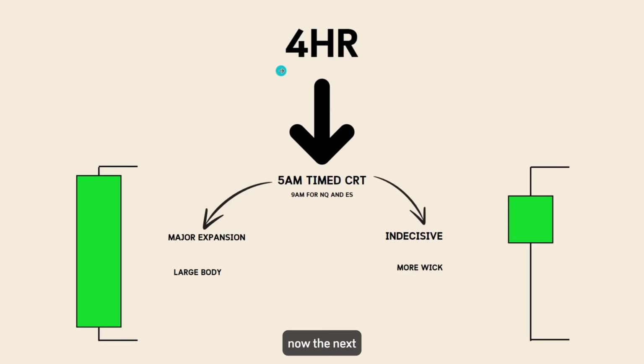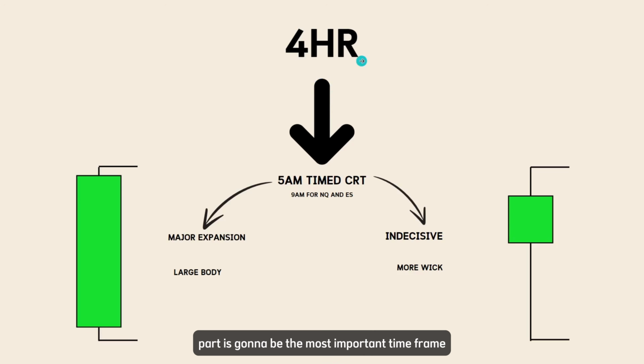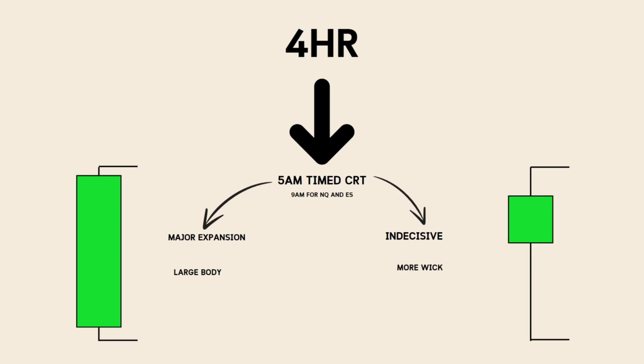Now, the next part is going to be our most important time frame, which is the 4-hour time frame, as this is exactly where we'll be finding our 5 a.m. time CRT. This is the one candle that will allow us to trade the next few moves of this entire session. And if you're looking to trade this with your futures, that being your NQ, your ES, or more specifically your NASDAQ or S&P, substitute the 5 a.m. for the 9 a.m. time CRT. I found that this actually works a lot better.